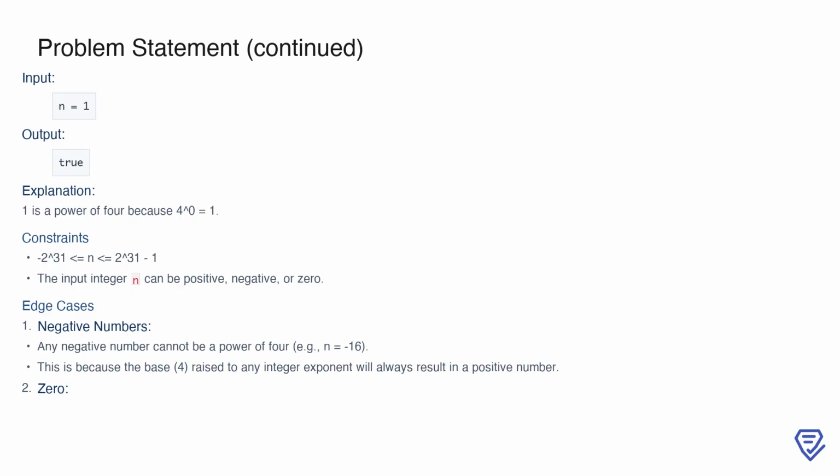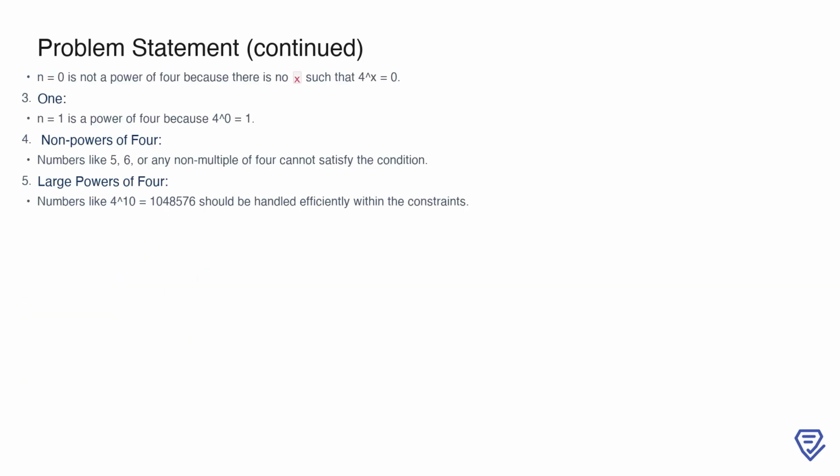Moving beyond these examples, let's take a look at some constraints and edge cases that will help us better understand the problem context and the kinds of inputs to expect. First, for negative numbers like n equals -16, the output will always be false because raising 4 to any integer power will always result in a positive value. Next, the case of n equals 0 is also straightforward. 0 is not a power of 4, as no integer exponent can satisfy the equation 4^x equals 0. On the other hand, n equals 1 is a valid power of 4, as we discussed earlier. For non-powers of 4, such as 5 or 6, these numbers will always return false.